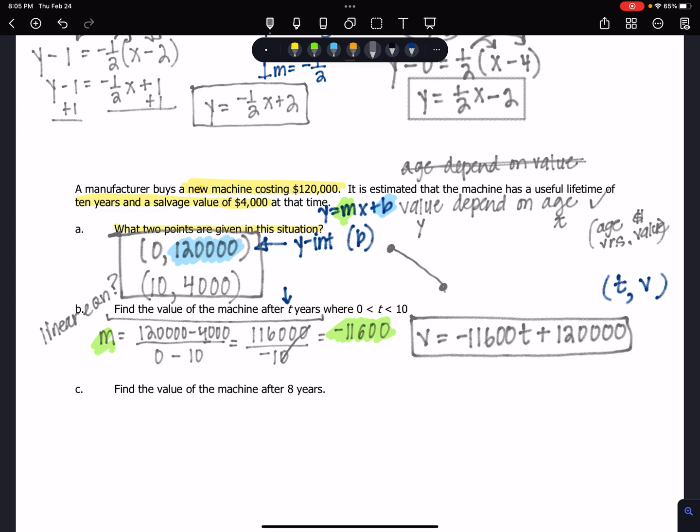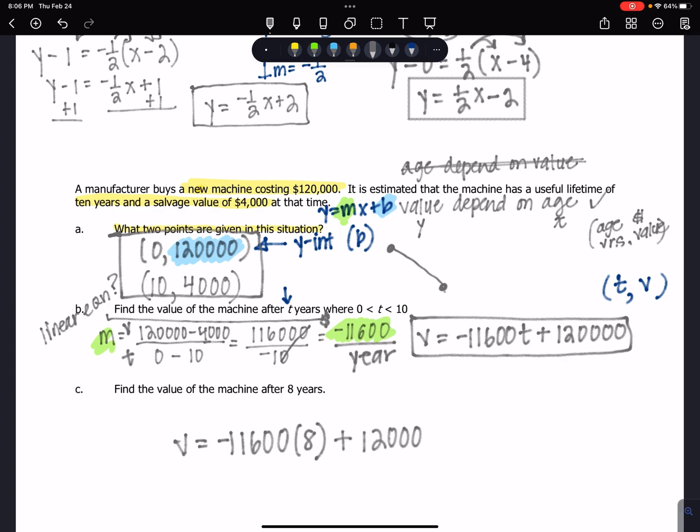Now we're going to use that equation to find the value after 8 years. So the value after 8 years is going to equal negative 11,600, which means negative $11,600 every year, because our value was in the numerator and our time in years was in the denominator. So we're losing $11,600 in value every year. We're going to lose that for 8 years.